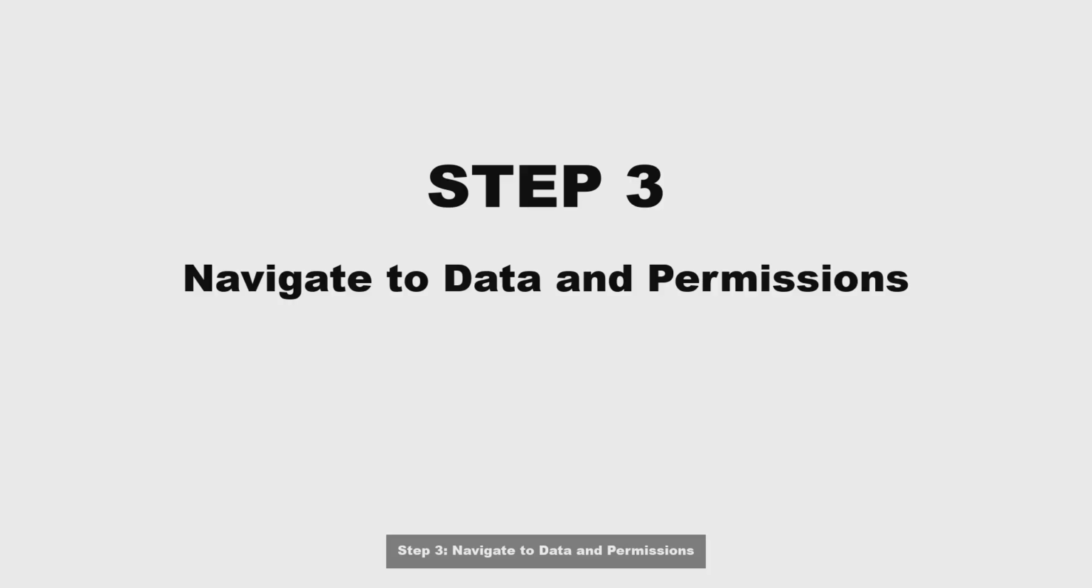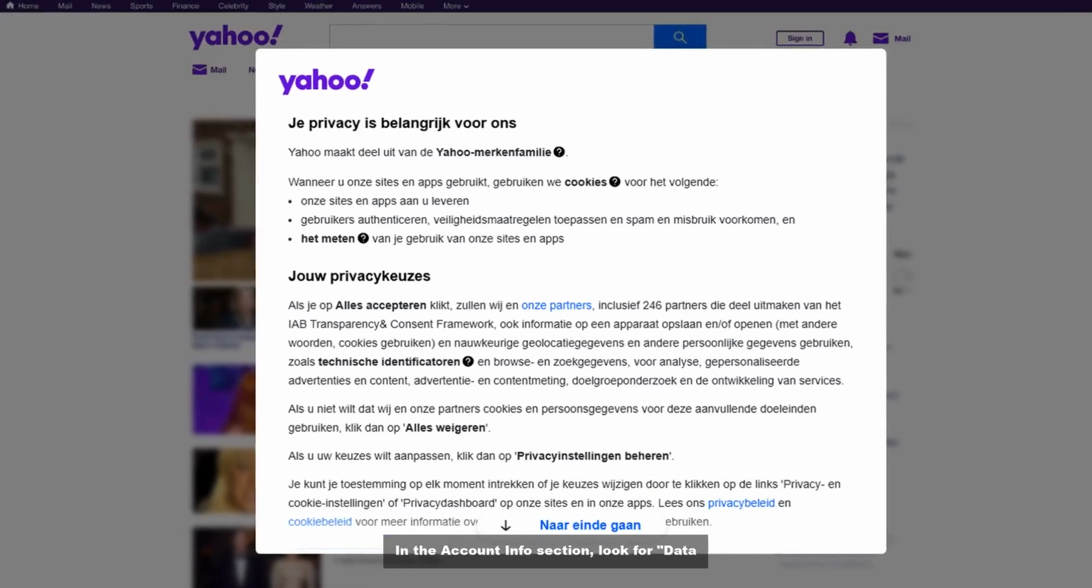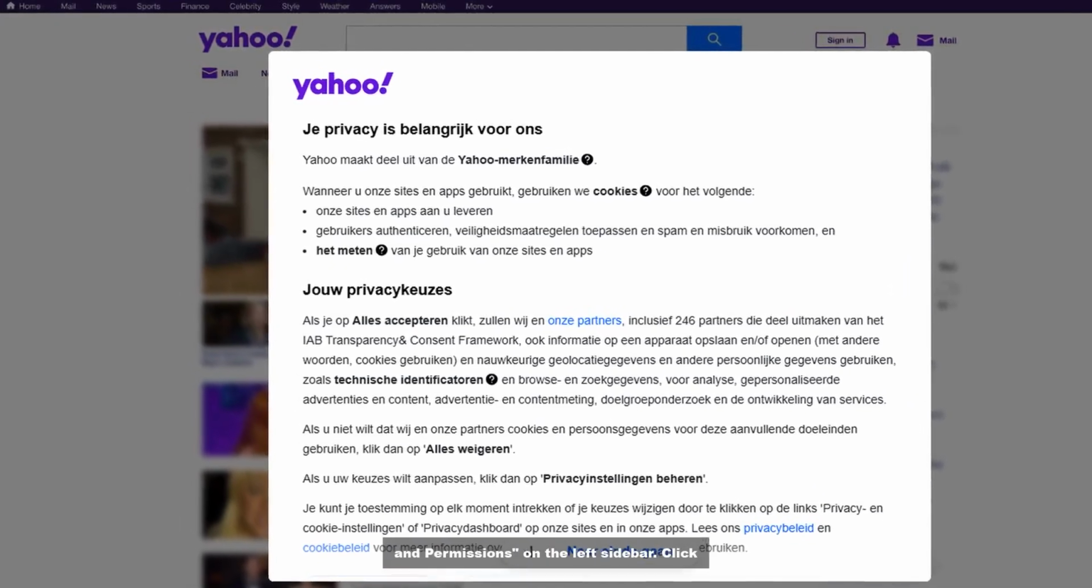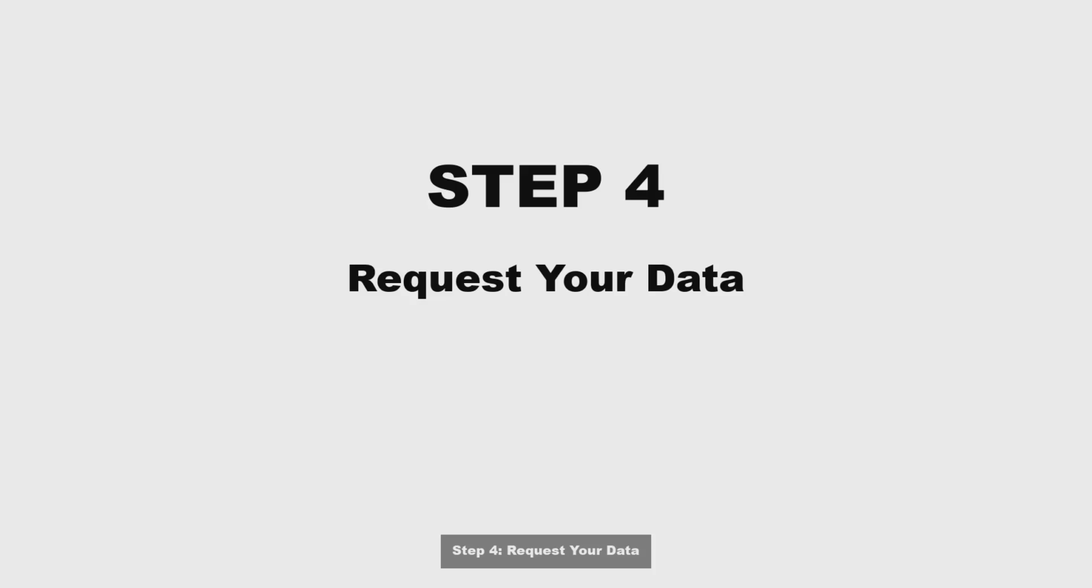Step 3. Navigate to Data and Permissions. In the Account Info section, look for Data and Permissions on the left sidebar. Click on it to access your data options.